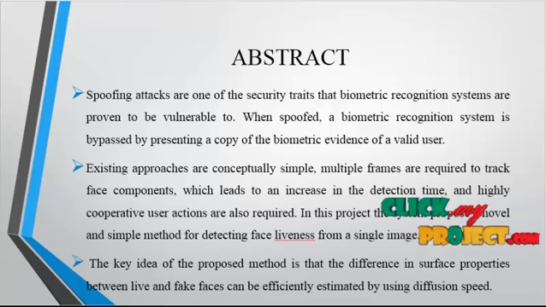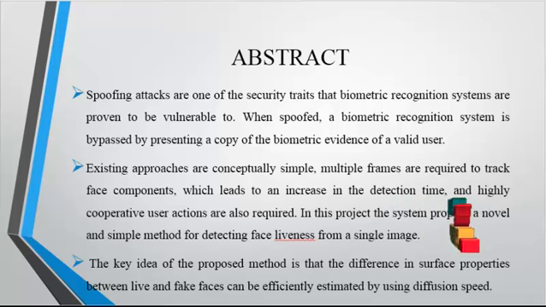Spoofing attacks are one of the security threats that biometric recognition systems are proven to be vulnerable to. When spoofed, a biometric recognition system is bypassed by presenting a copy of the biometric evidence of a valid user. Existing approaches are conceptually simple. Multiple frames are required to track the face components, which leads to an increase in the detection time, and highly cooperative user actions are also required.